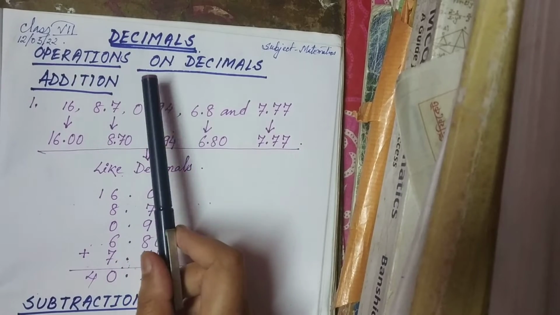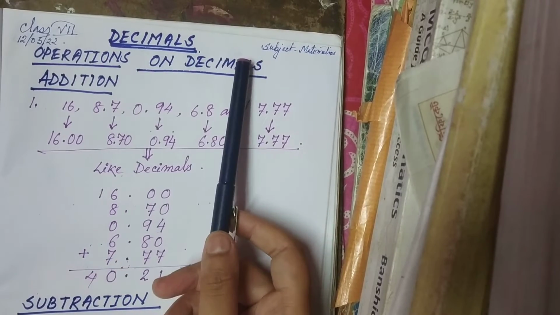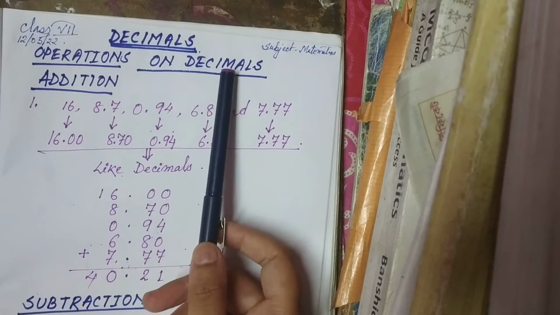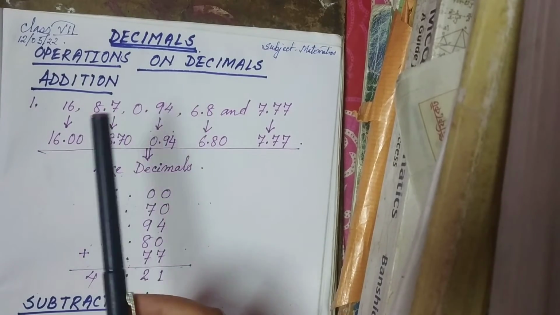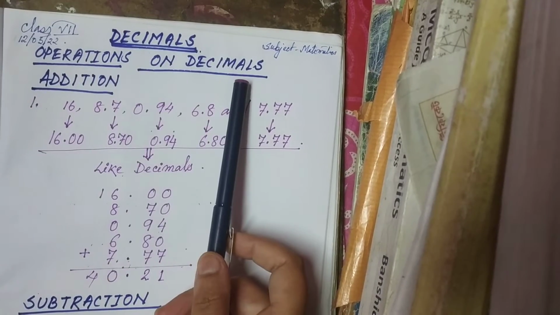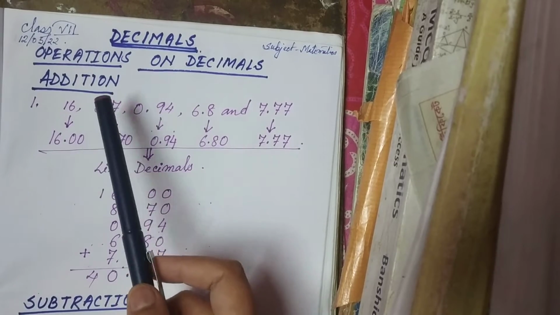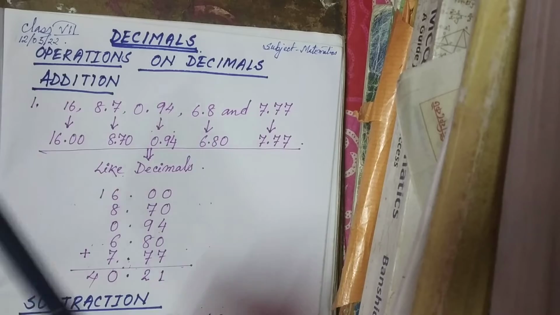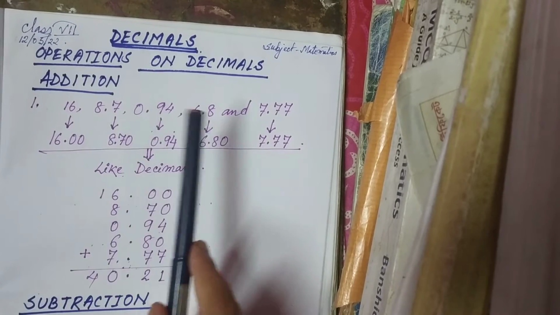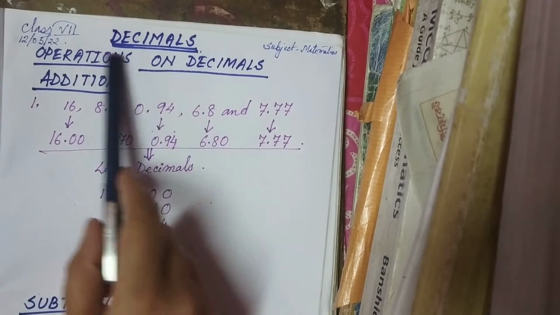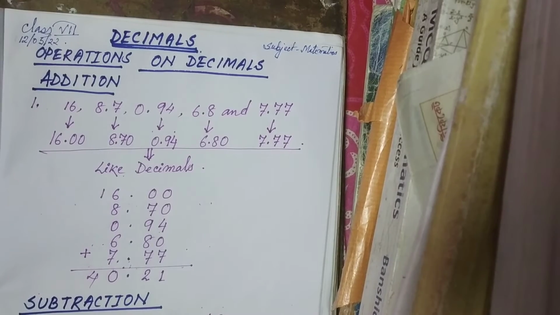We have already learned what decimals are. You have the conception of decimals. So, today we are going to start the operations on decimals. Operations means mathematical operations that can be addition, subtraction, multiplication, or division. So, first of all, what we are going to do is addition of decimals.